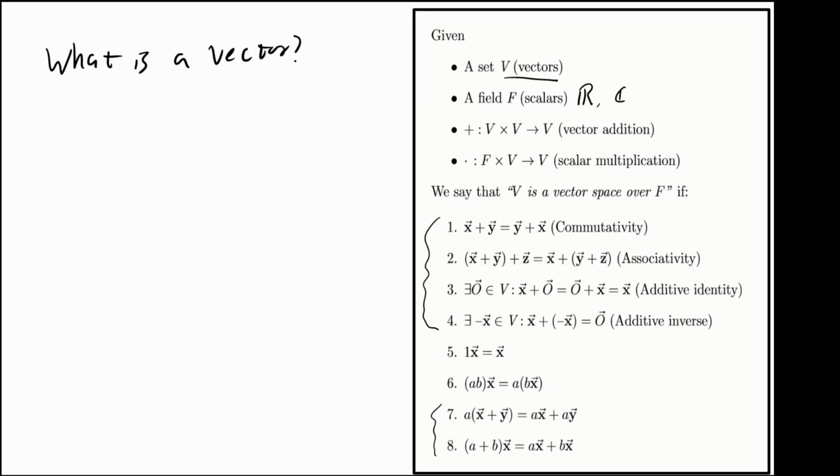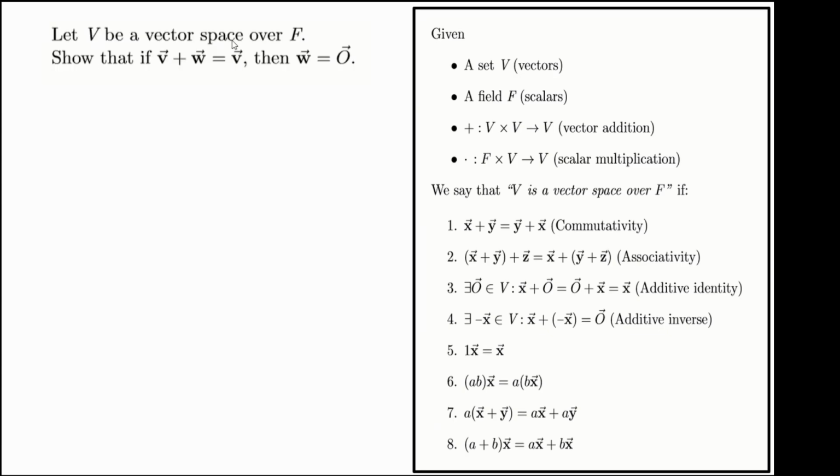If I want to show that something is a vector space, I need to show all 8 of these properties. But if I'm told in advance that a set is a vector space, then I can assume that all 8 of these properties hold. So let's see some examples on how I can use these properties to do some basic algebra. Let V be a vector space over F, so V are the vectors and F are the scalars. Show that if V plus W is equal to V, then W is equal to the 0 vector.